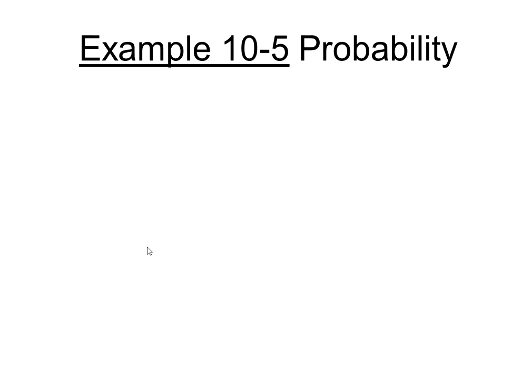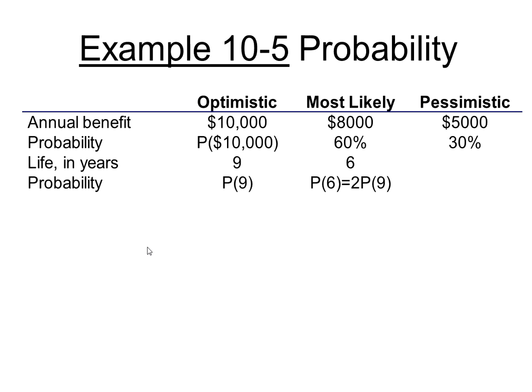Now let's take a look at this example. Again, we have our optimistic, most likely, and pessimistic cases for annual benefit. If it's the optimistic case, then we have an annual benefit of 10,000.